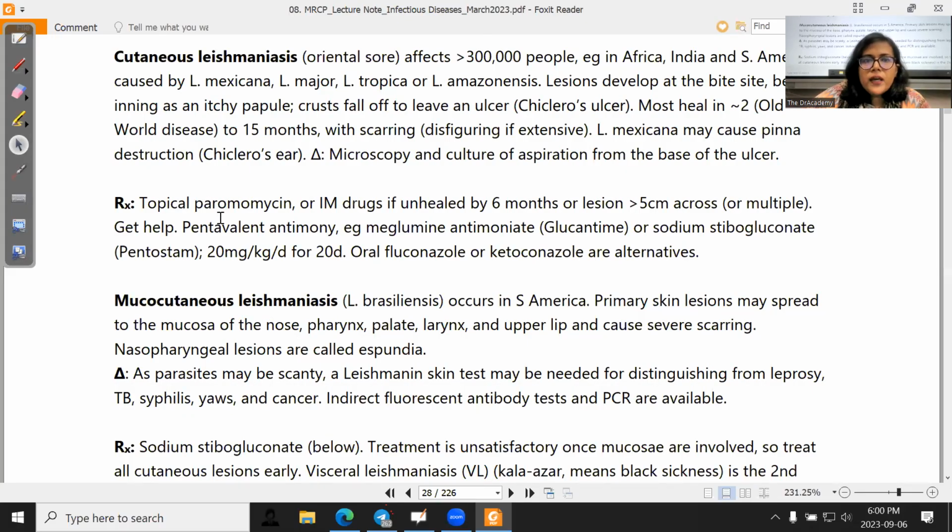And for the cutaneous, topical paromomycin or sodium stibogluconate. Basically, cutaneous and mucocutaneous treatment is quite similar. Sodium stibogluconate, and for the visceral, liposomal amphotericin B.